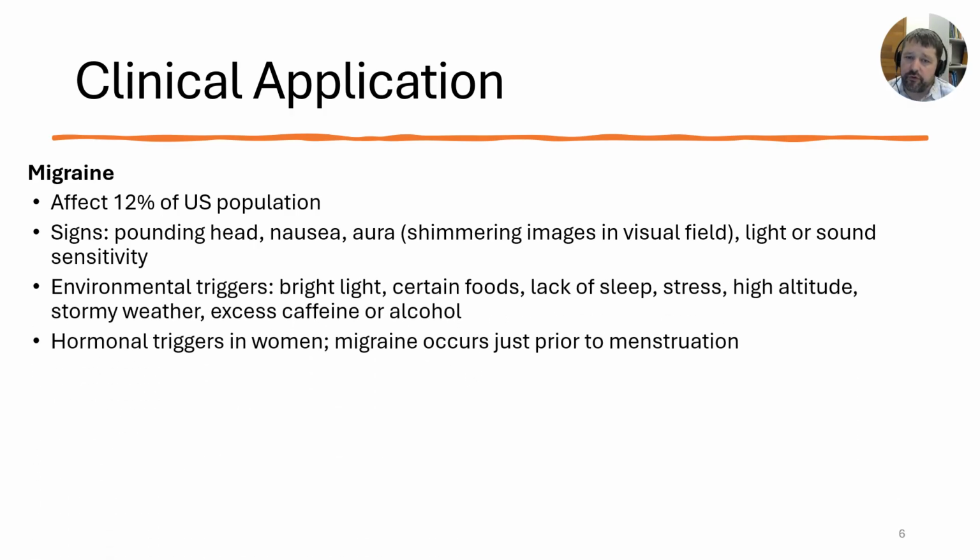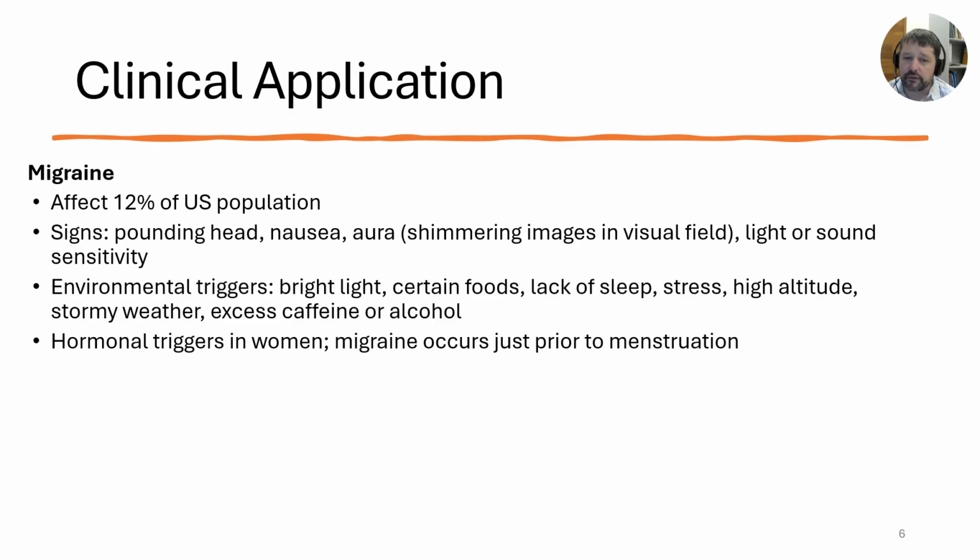And there are ways in which this can be triggered. Bright lights, certain types of food, alcohol, caffeine, a lack of sleep. High altitude can do this, along with altitude sickness. Stormy weather for some individuals can do this. So changes in atmospheric pressure, both from altitude or stormy weather, can adjust this and cause a migraine.